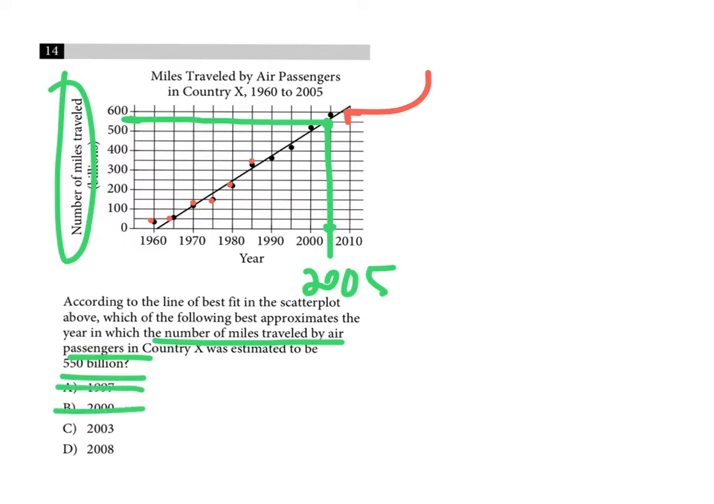So A and B are kind of crossed out. Now, C and D both look like they're going to work. So let's look at this a little bit closer. If I try to draw my line a little bit more precisely, it looks like it's a little closer to the year 2003 than it would be to answer choice C. So I'm going to go with letter C for that particular one.